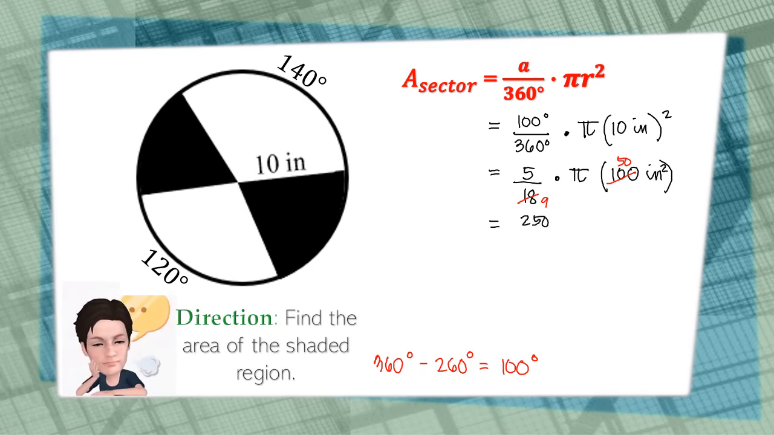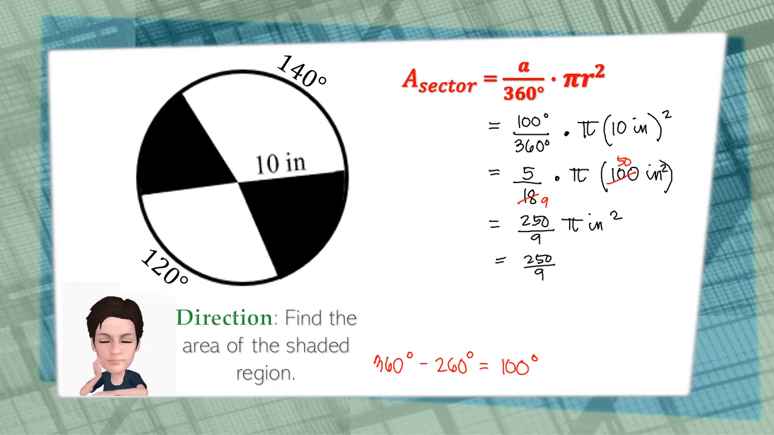And then 9 times, of course, it's a whole number 50, its denominator is 1, so 9 times 1 is 9. And of course, copy the pi and then inches squared. So we're not yet final. Of course, we need to multiply the quotient of 250 and 9 with the approximate value of pi that we are using, which is 3.1416.